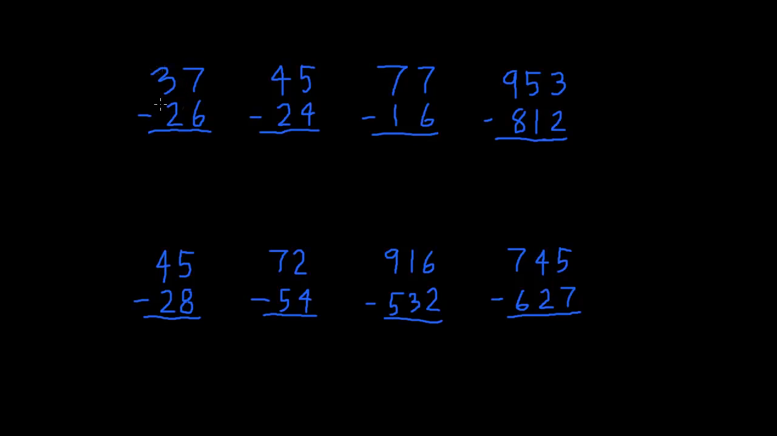You simply start at the left, and you take 3 and you subtract 2, and that gives you 1, so you put it down. Then you move on to the next column and you have 7 minus 6, and you put down the answer for that, which is going to be 1.